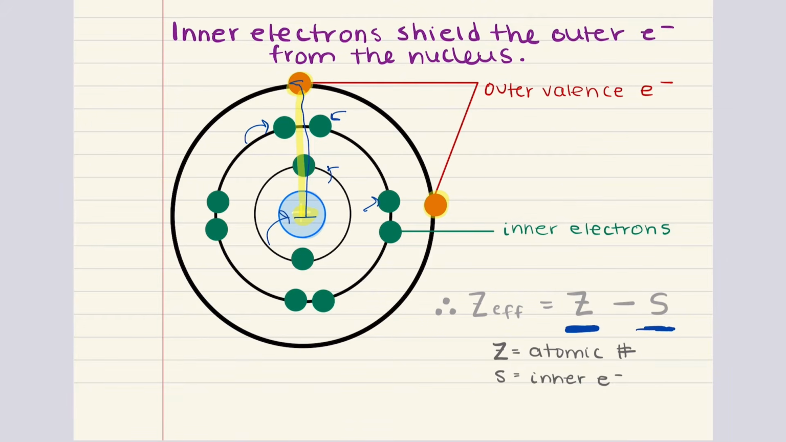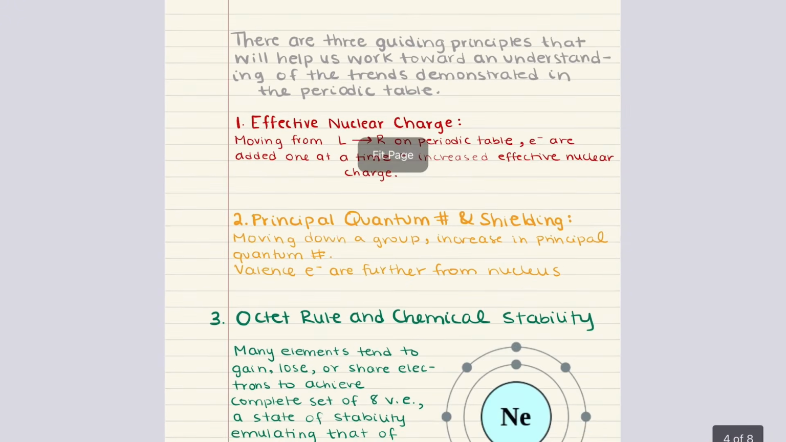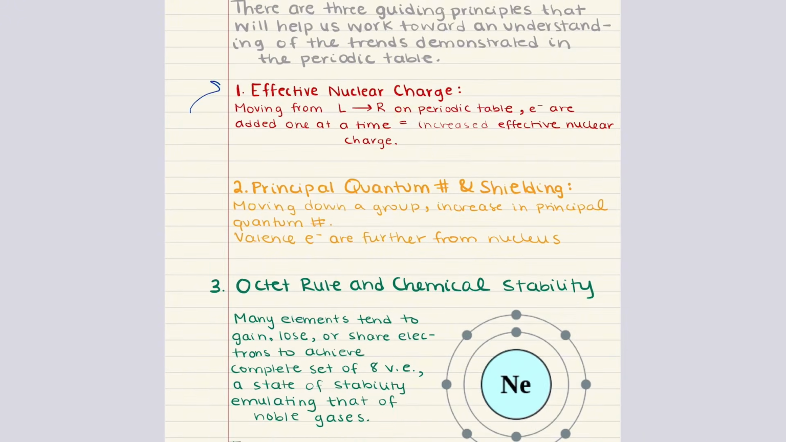This means a higher effective nuclear charge pulls the valence electrons closer to the nucleus, and that results in a smaller atomic radius and a more tightly bound electron cloud. We're going to revisit this concept shortly because it does play a significant role in periodic trends. But now that we've covered effective nuclear charge, the second one has to do with principal quantum number and shielding effect.